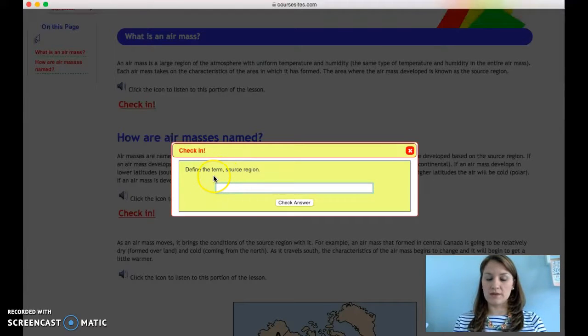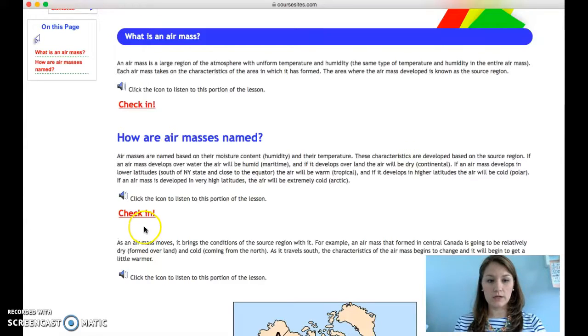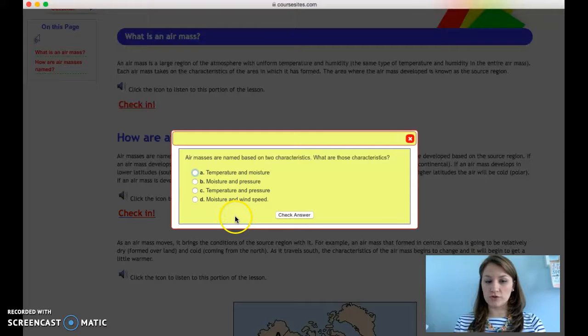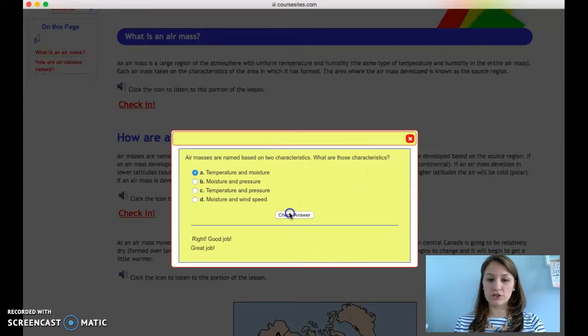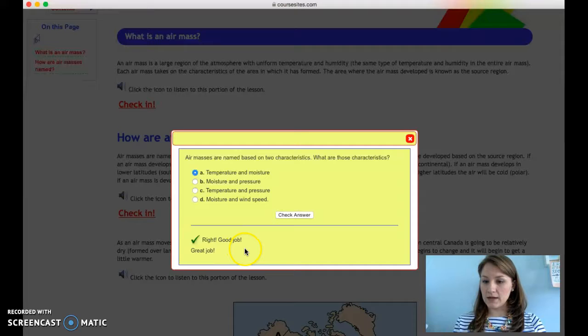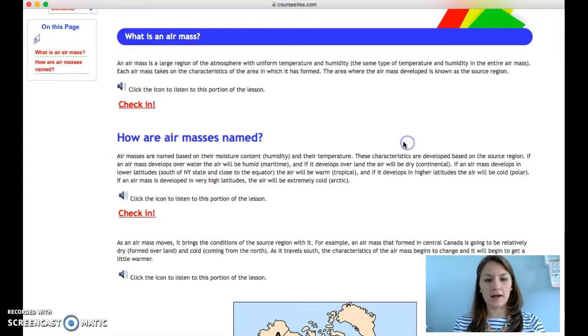The first one is the definition of the term source region, which could be found right here in that first paragraph. The next check-in is a multiple choice question that asks, air masses are named based on 2 characteristics. What are those characteristics? Students would click temperature and moisture, and they would get the correct answer and positive feedback.